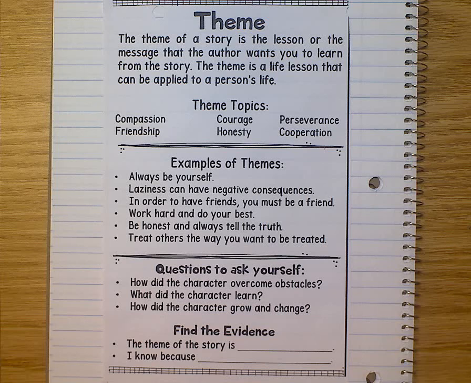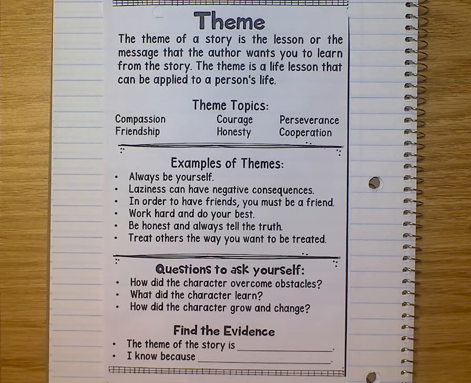This week we're going to be working with theme, working with fiction. Theme's probably something that you've heard a lot about before, but really in 5th grade we're going to be diving deep and thinking about it a lot more critically. So theme is what the story is wanting you to know. It's the lesson, it's the message that they want you to learn from it.